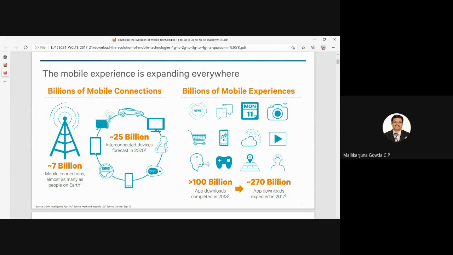Then here the second picture is about what? The interconnected devices like Bluetooth and all. That is forecasted by 2020, it will be like this. This car indicates vehicle to vehicle communication. Then what is the next one? Different applications. Then it is about medical.